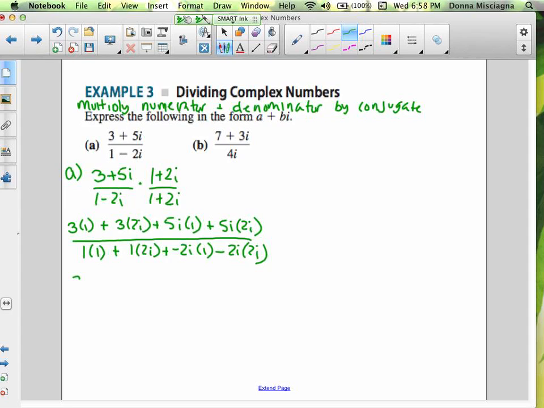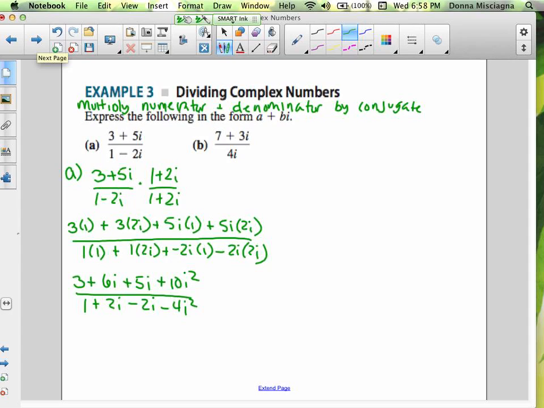Let's multiply. So we've got 3 plus 3 times 2i would be 6i. 5i times 1 is 5i. 5i times 2i would be 10i squared over, we got 1 times 1 plus 1 times 2i is 2i. Negative 2i times 1 is negative 2i. Look, those middle terms are going to drop out again. And that'll always happen, it doesn't even have to be complex numbers. Anytime you multiply by the conjugate, you're going to end up with a difference of squares. The middle terms will drop out. And then we have negative 2i times negative 2i. That's going to be negative 4i squared.